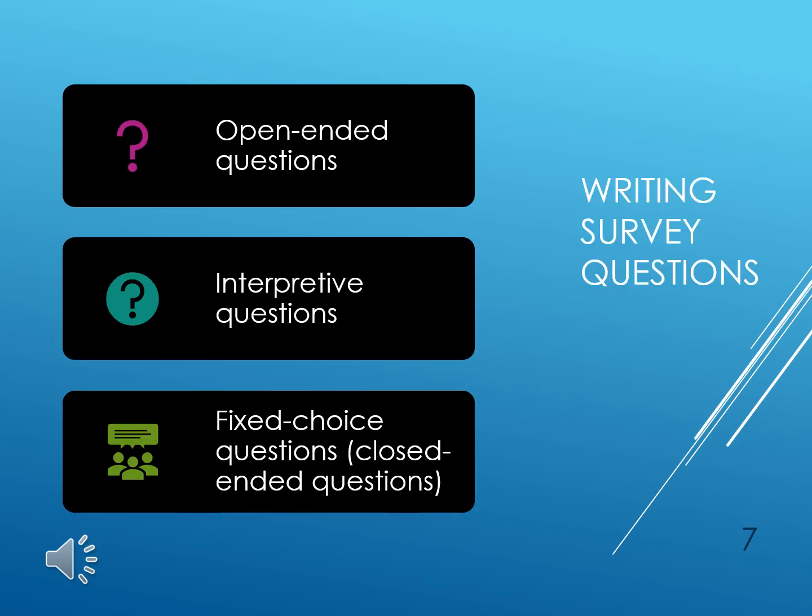Open-ended questions are survey questions to which the respondent replies in his or her own words, either by writing or by talking, so this is more of a qualitative approach. Interpretive questions are included in a questionnaire or interview schedule to help explain answers to other important questions. Fixed-choice questions are close-ended questions in which respondents are provided with explicit responses from which to select. We also call this a Likert scale if they have to rate things on a scale of 1 to 10 or 1 to 5 or something like that. Likert is another word for this.